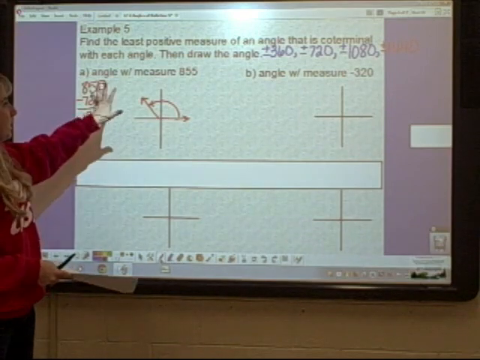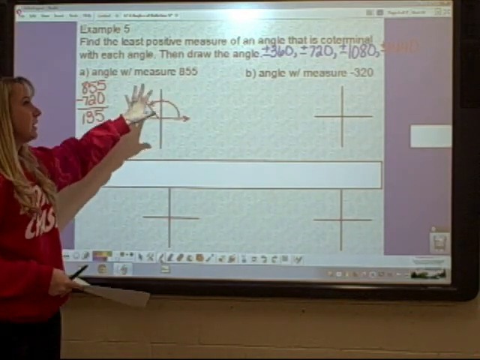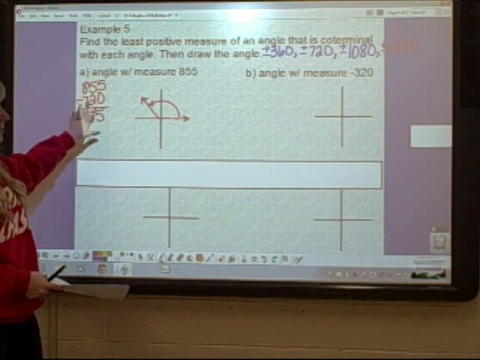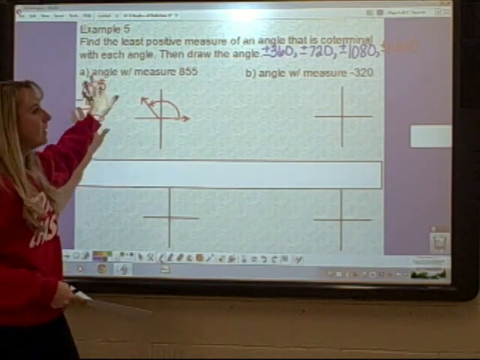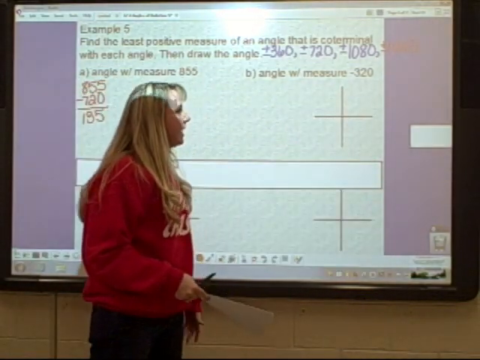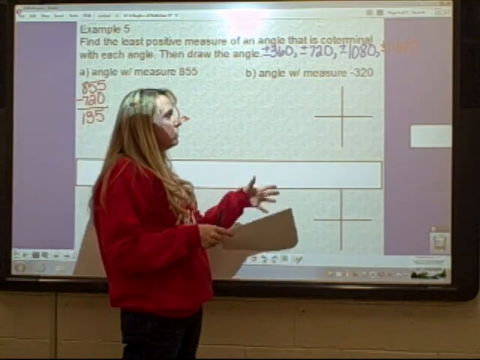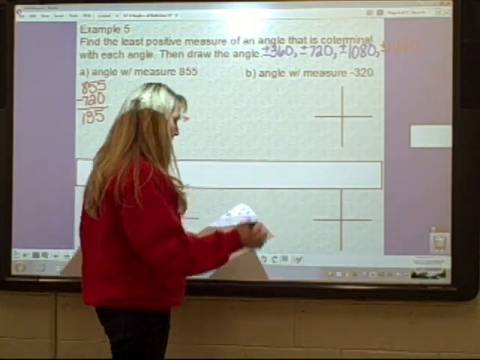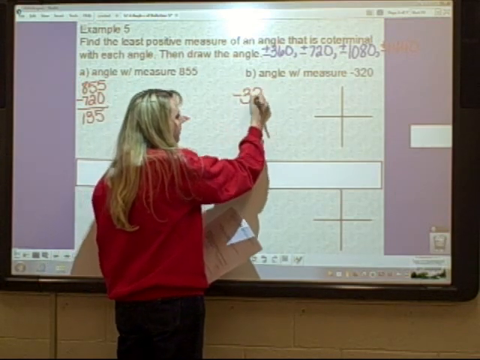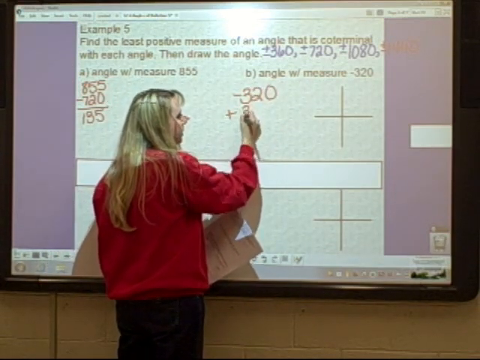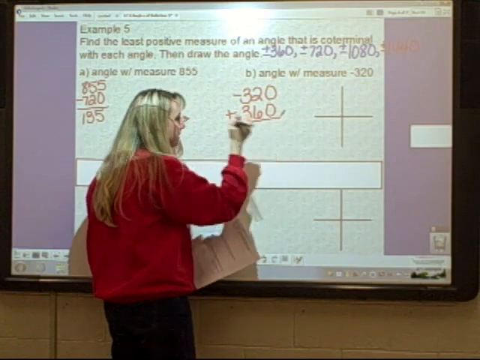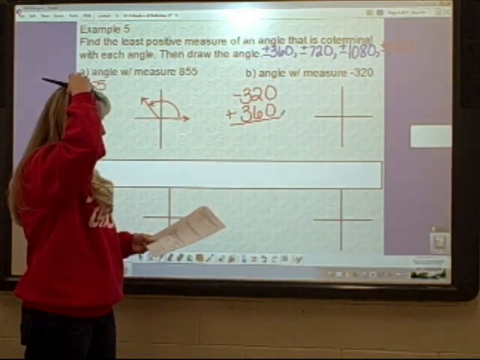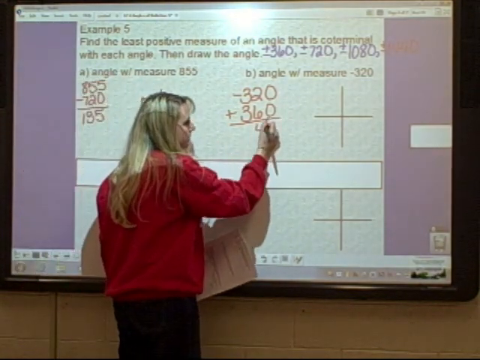Now when I had a positive number, I said we want to get to the amount that's closest without going over. Here I have a negative amount, a negative 320, so I want to go closest just beyond that. So with negative 320, we're going to add on 360 because I want a positive number. So negative 320 plus 360 gives us 40.